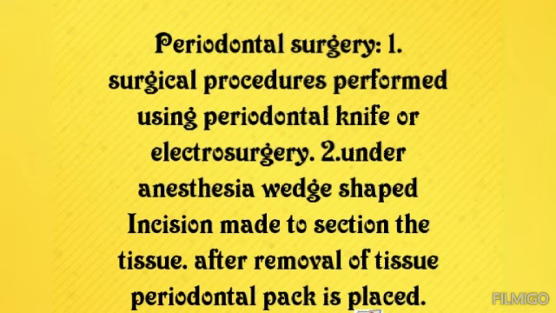Surgical procedures are performed using a periodontal knife or electrosurgery. We have to give anesthesia. Under anesthesia, a wedge-shaped incision is made to section the tissue that includes the gingival flap, along with the tissue distal to the involved tooth as well. After the tissue is removed, a periodontal pack is placed. So this is the procedure of periodontal surgery.